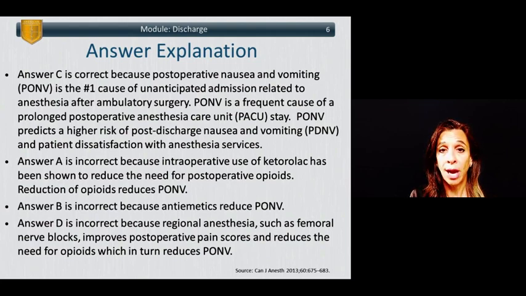Answer A is incorrect because actually the use of ketorolac, which is a nonsteroidal anti-inflammatory agent, is associated with opioid sparing and therefore typically a lower risk of post-op nausea and vomiting or sedation. Answer B is incorrect because administering antiemetics to patients decreases the risk of nausea and vomiting and would therefore decrease the risk of admission.